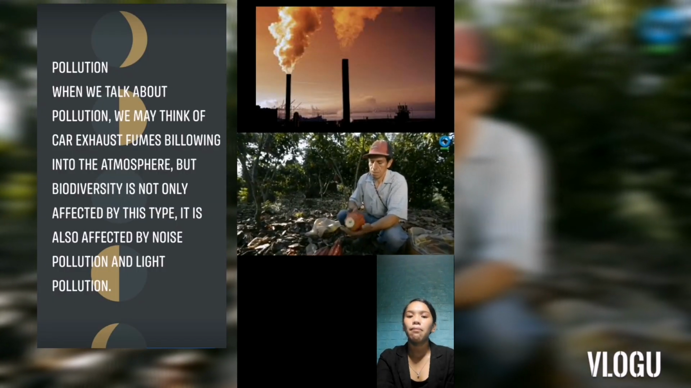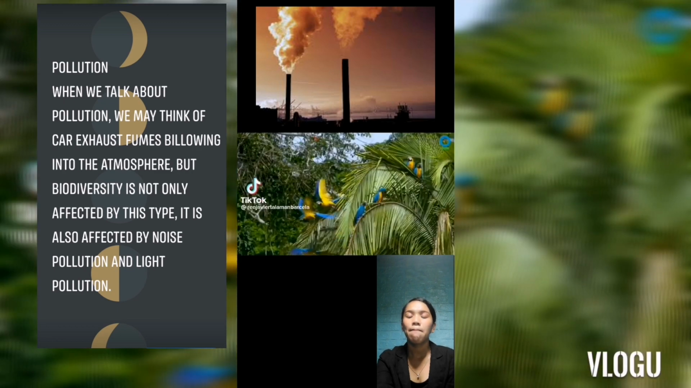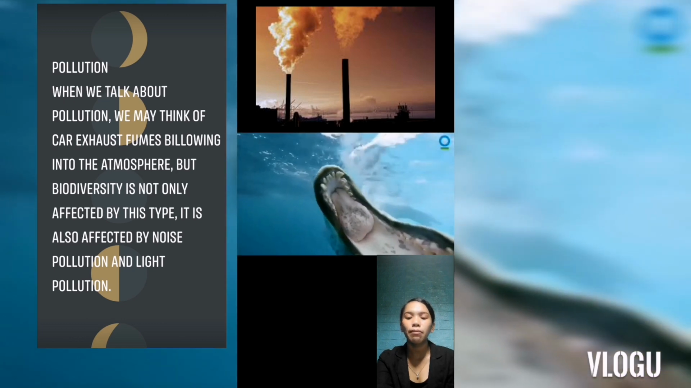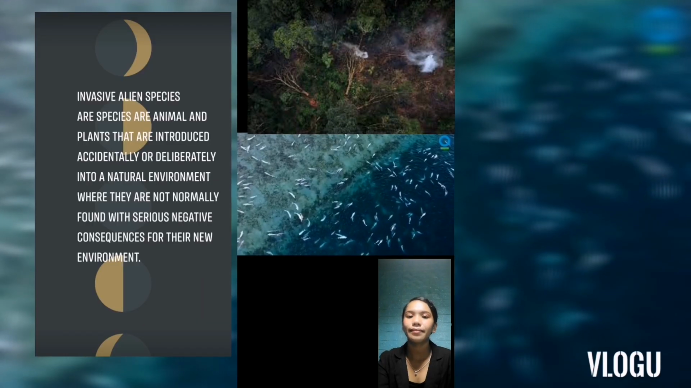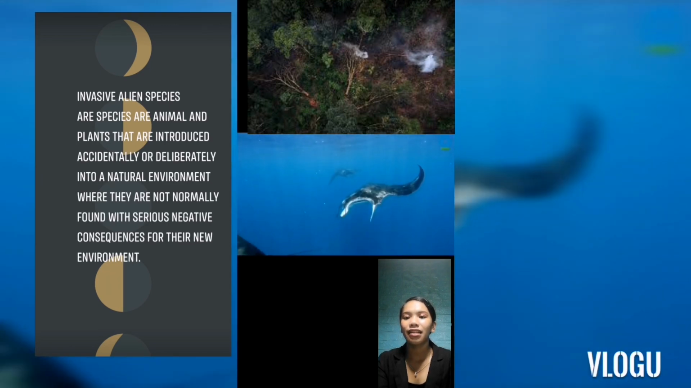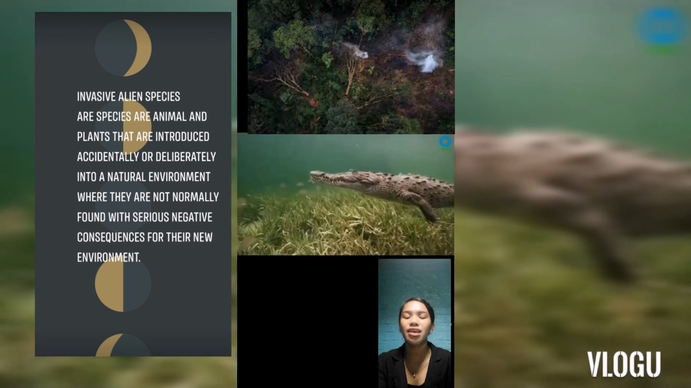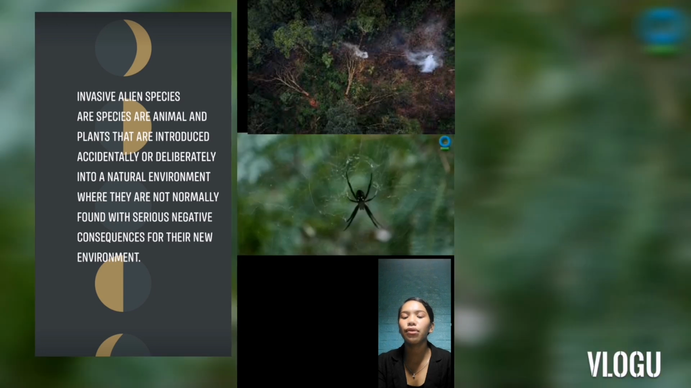Pollution. When we talk about pollution, we may think of car exhaust fumes flowing into the atmosphere. But biodiversity is not only affected by this type; it is also affected by noise pollution and light pollution. Invasive alien species are animals and plants that are introduced accidentally or deliberately into a natural environment where they are not normally found, with serious negative consequences for their new environment.